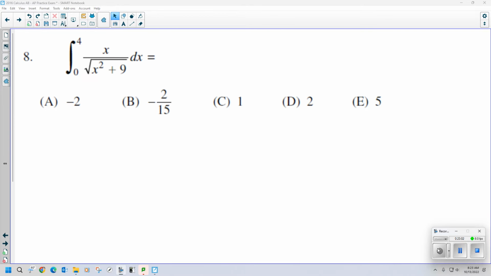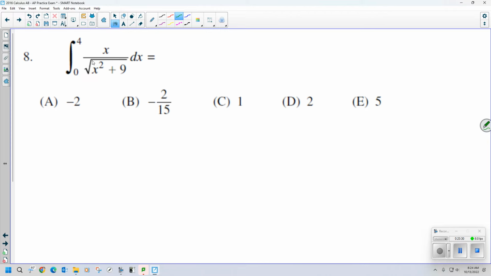8. 8 is a beautiful problem to not have a calculator. It tests you on a couple of different things. All right? The integration from 0 to 4 of the fraction x over the square root of x squared plus 9 dx. Please, please, please don't apply the square root to each one of these terms individually and say that's x plus 3. That is not a thing. There's a plus sign there. We can't just break them apart.